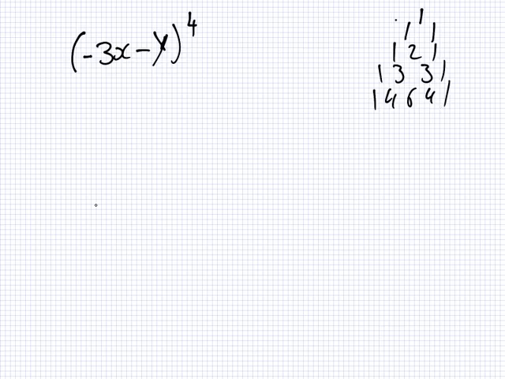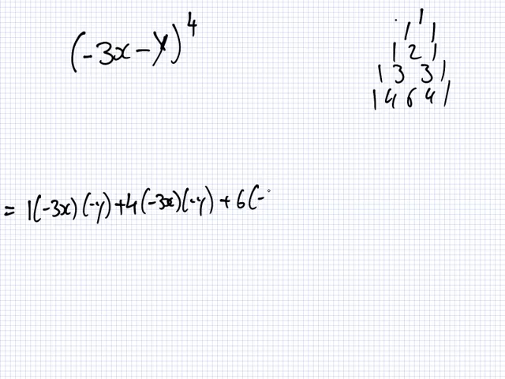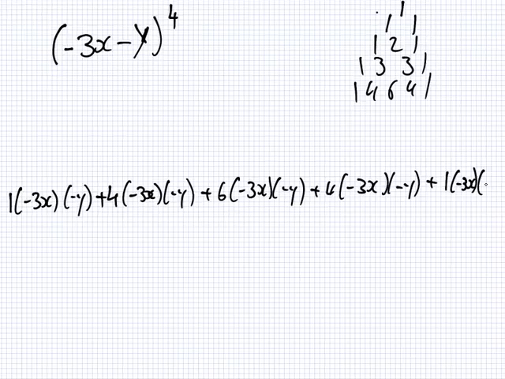Yeah. So this one here would be 1 times (minus 3x minus y), plus 4 times (minus 3x minus y), plus 6 times (minus 3x minus y), plus 4 times (minus 3x minus y), plus 1 times (minus 3x minus y). And now the powers. So we'll start with the x. 4, 3, 2, 1, and 0. 4, 3, 2, 1, and 0.